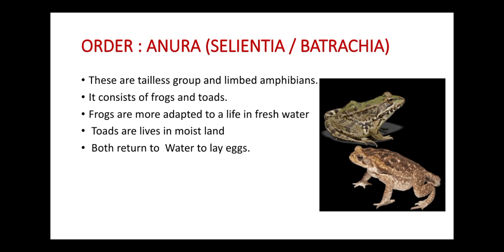Welcome to all. My topic is order Anura and its examples. Order Anura is also known as Salientia or Batrachia. These are tailless amphibians with limbs. It consists of frogs and toads. Frogs live in freshwater and toads live in moist land. Both return to water to lay eggs.